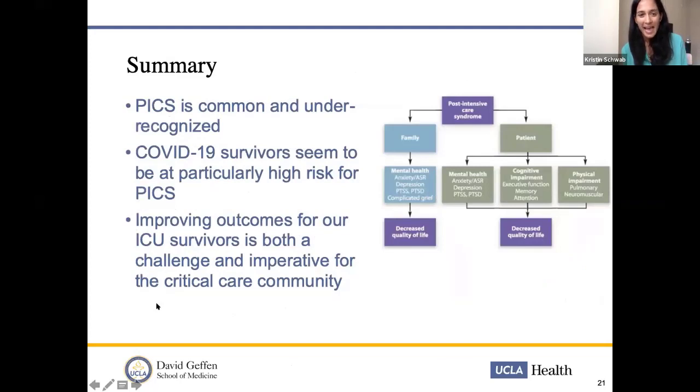So I think this is my last slide, just as a summary. PICS is very common and often underrecognized, particularly that cognitive impairment arm. And COVID-19 survivors do seem to be at particularly high risk for this. And so because of this, I think improving outcomes for these survivors is a challenge, but also an imperative to our critical care community.